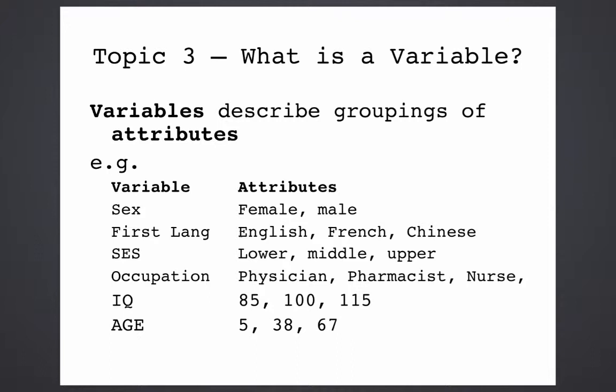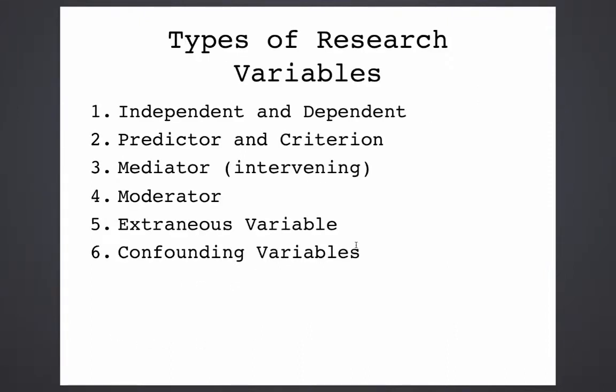The last two, IQ and age, these are continuous variables. So scores exist on a continuum from whatever number, 0 to whatever number. And so IQ is a variable. Age is a variable. Now, the most important way that I want you to be thinking about variables is how we describe them in their role with research.